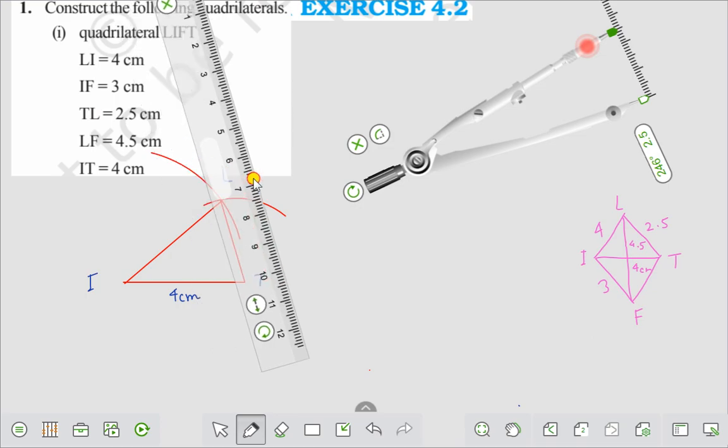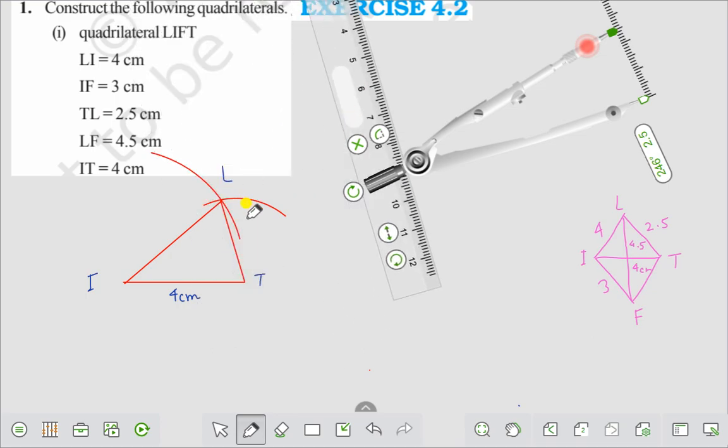Right? Here you see we got the point L, and IL is equal to 4 centimeter. And LT is 2.5 centimeter.